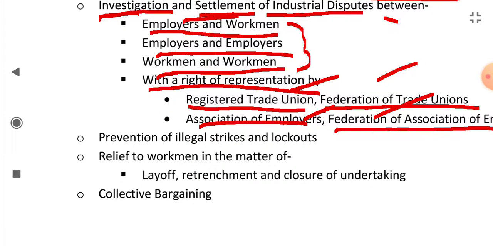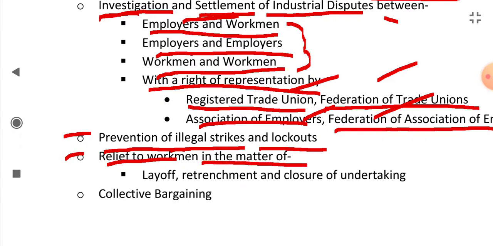Next objective of Industrial Disputes Act is to prevent illegal strikes and lockouts. So illegal strikes and lockouts should not happen. This is the objective of Industrial Disputes Act. Next objective, relief to workmen in the matter of layoff, retrenchment or closure of undertaking. If a workman is laid off, in that matter how relief should be given to the workman. If there is retrenchment of workmen, then how relief should be given, or if there is a closure of the undertaking of the industry or the factory, then how the relief can be given to the workmen. This is also an objective of the Industrial Disputes Act.